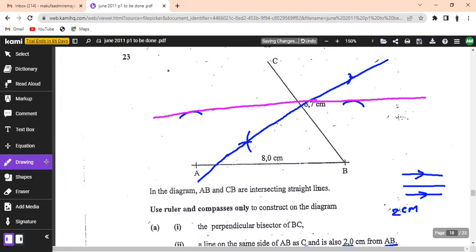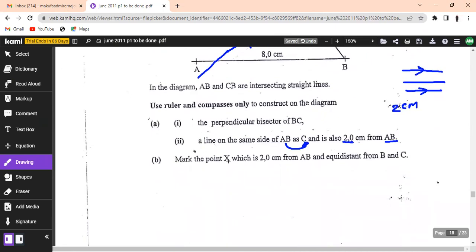I don't know where exactly it's going to be, but can you construct 2 centimeters? Okay, 2 centimeters from A, you mark an arc on top. 2 centimeters from B, you mark an arc on top because it's on the same side where C is. Okay, that's what you're going to have. And mark the point X, which is 2.0 centimeters from AB, and equidistant from B and C. So take note, equidistant from B and C, this is the perpendicular bisector that we did here. 2 centimeters from AB, that is the parallel line.